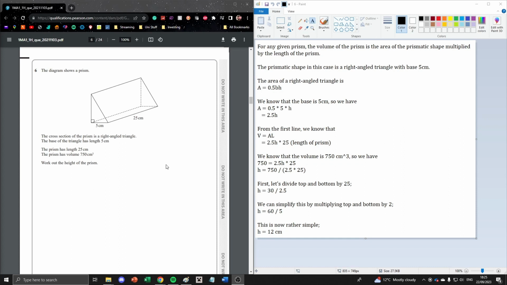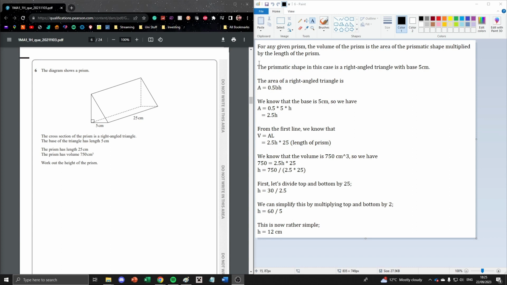Question 6 is looking into the volume of a prism. So we're shown this prism here where we can see the leading face is obviously a right angled triangle with a base length of 5 centimeters, and the length of the prism itself is 25 centimeters. We're also told that the prism has got a volume of 750 centimeters cubed, and so we're asked to work out the height of this prism.